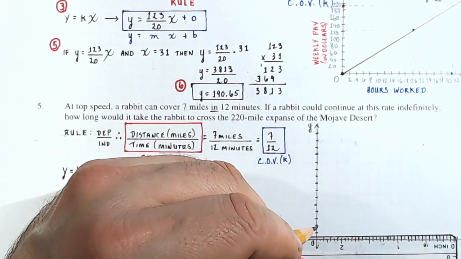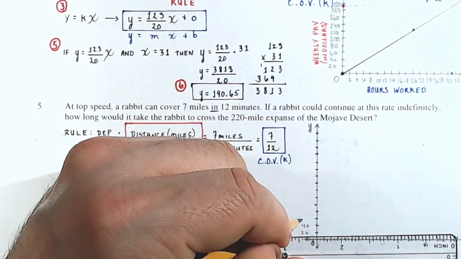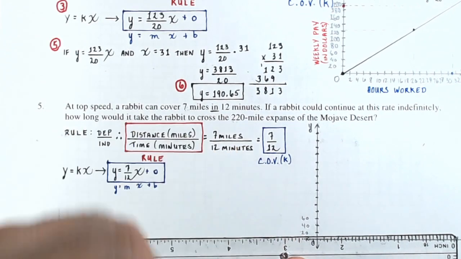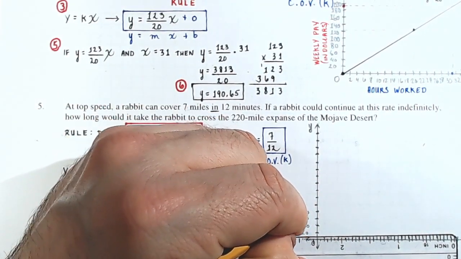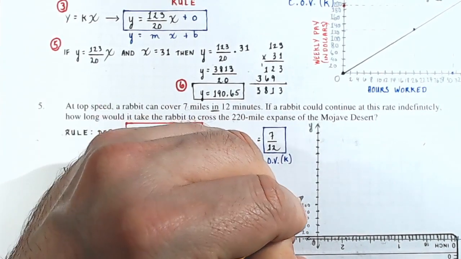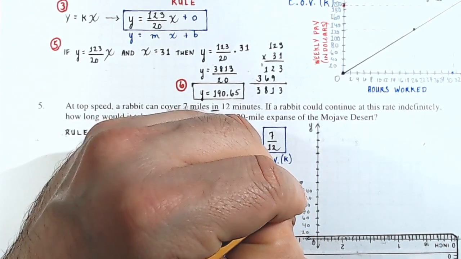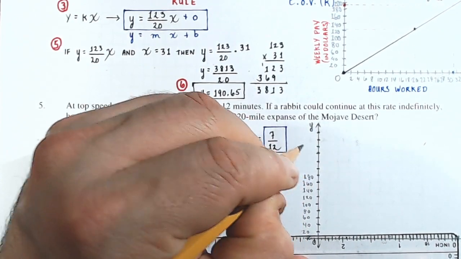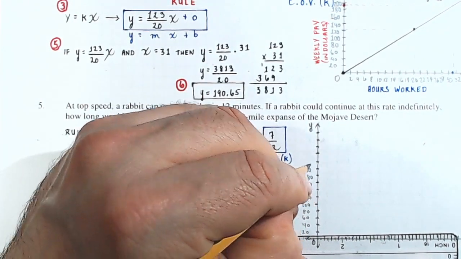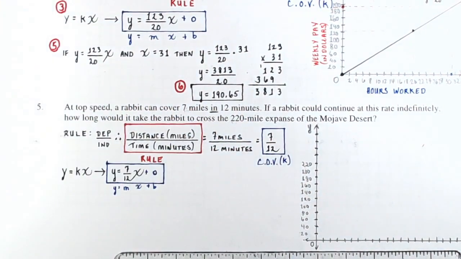Okay, then 40, then 60, then 80, and 100, 120, 140, 160, 180, 200, 220. Okay, and that's as high as I need to go. I don't have to continue labeling.